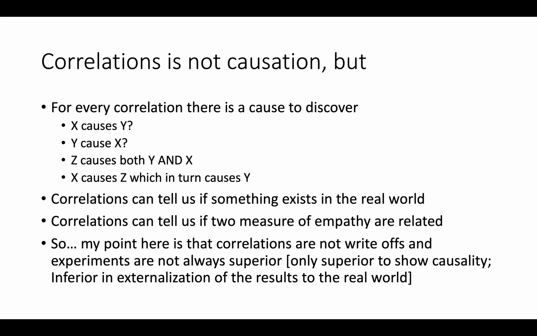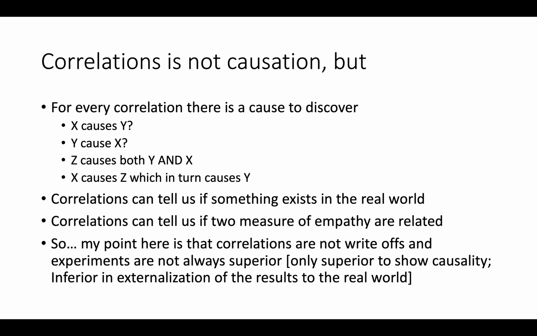But for every correlation, there's a cause to discover, right? Is it that X causes Y? Or does Y cause X? Or does Z cause both X and Y independently? Or does X cause Z, which in turn causes Y? Or even the one that's not on there, does Y cause Z, which causes X?